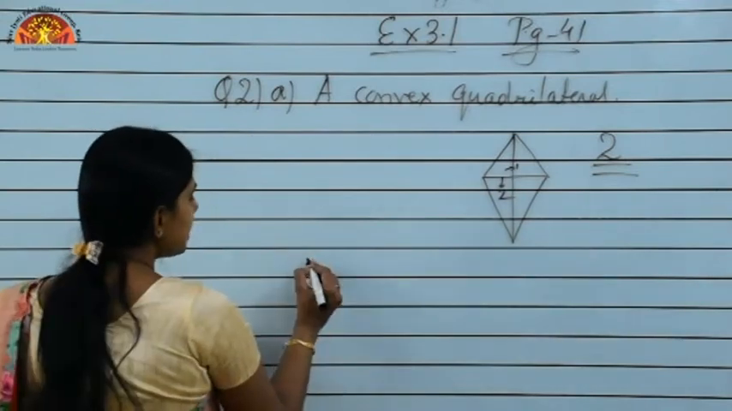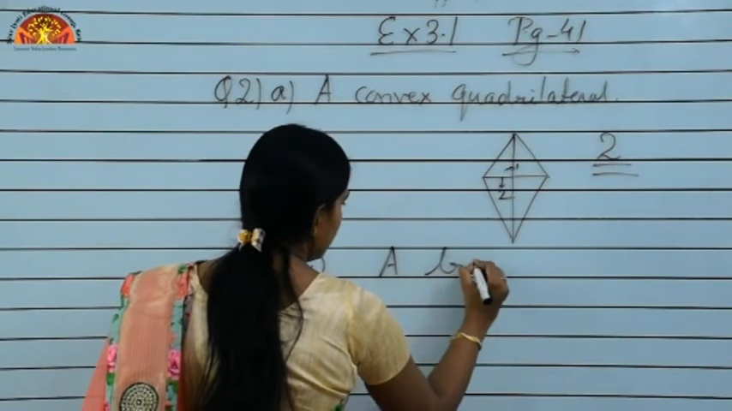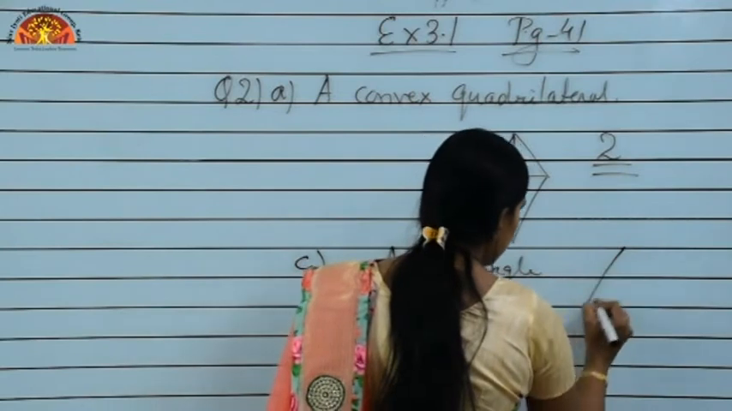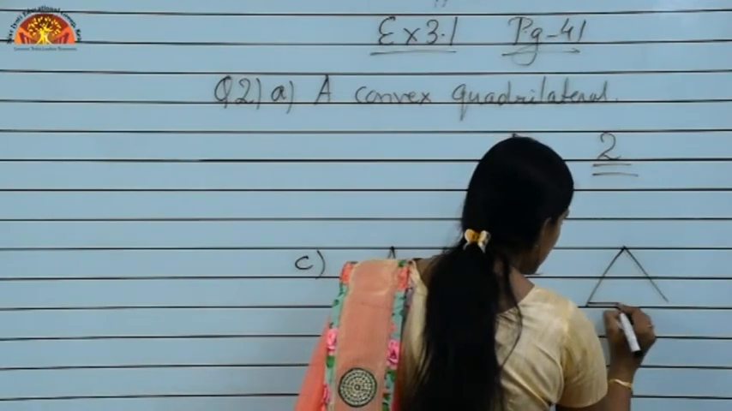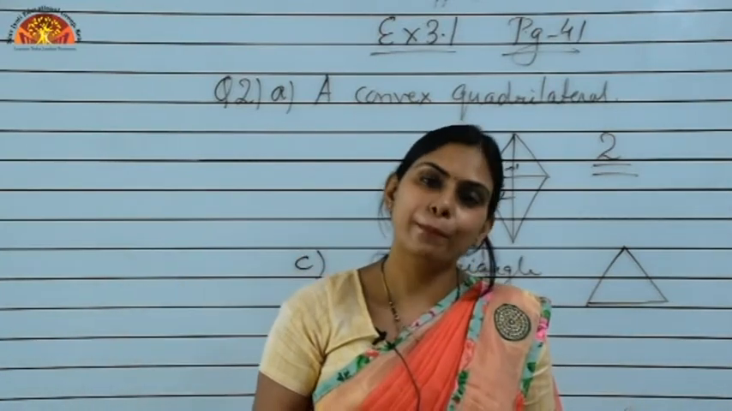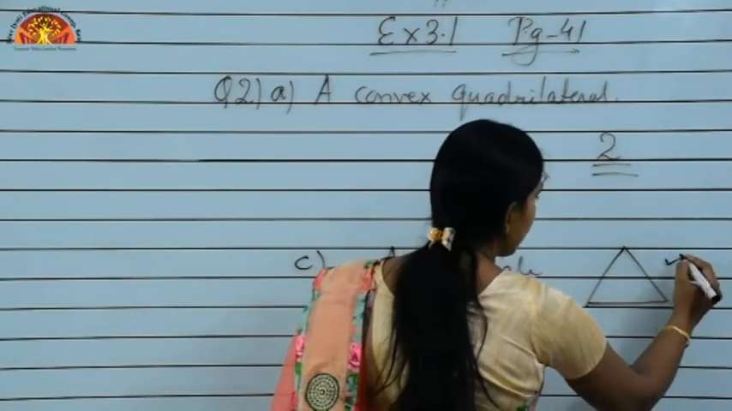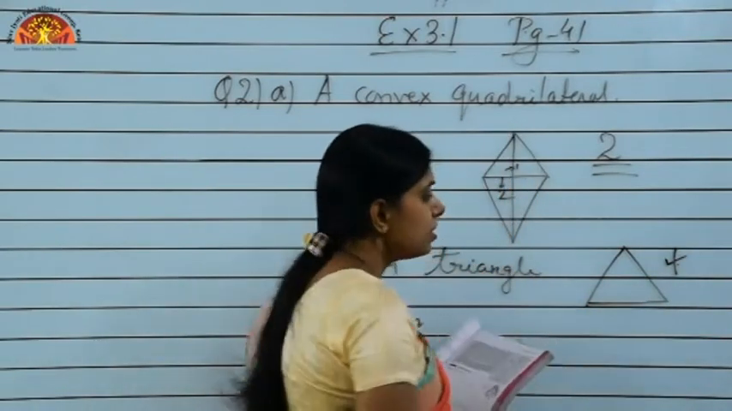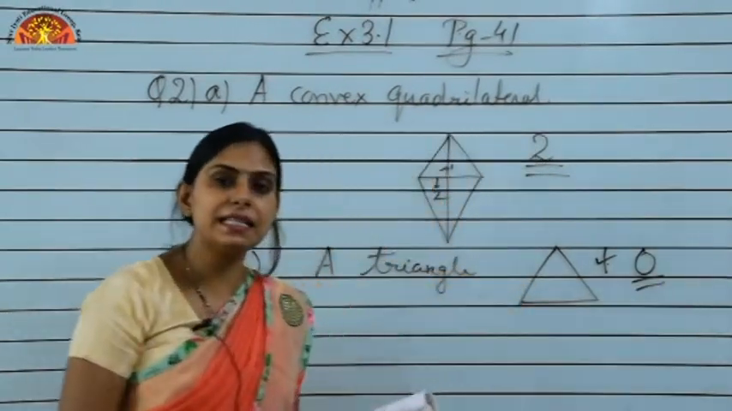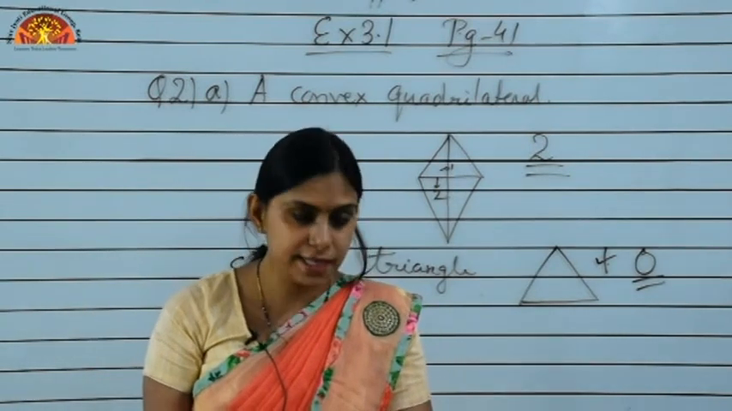If you are considering the C part over here, that is a triangle. Just see the figure over here. This is the smallest closed polygon. Triangle क्या होता है? It is the smallest closed polygon made up of 3 line segments. So it is not possible in a triangle to draw any diagonals. So the number of diagonals in a triangle is 0.